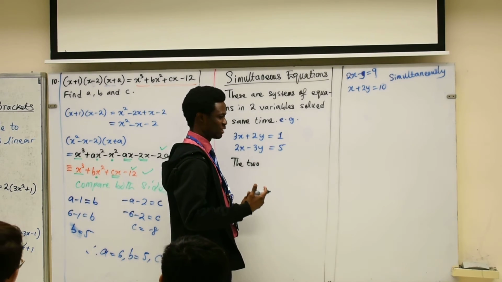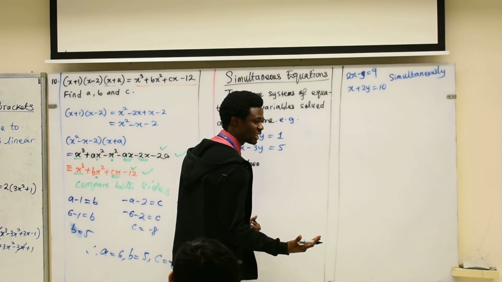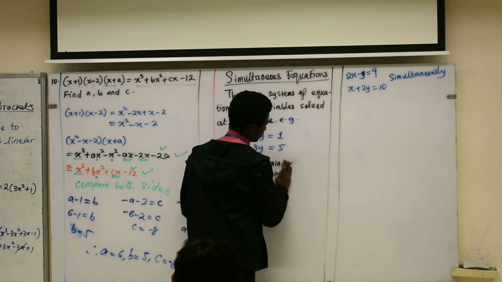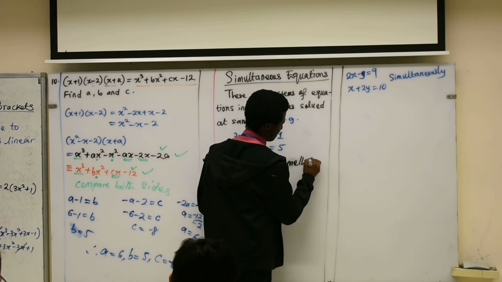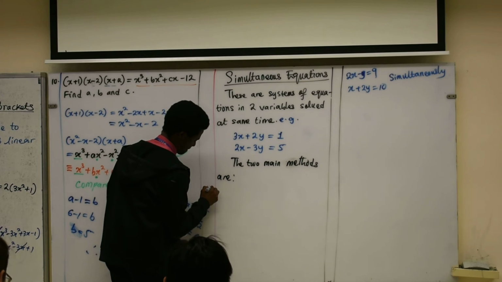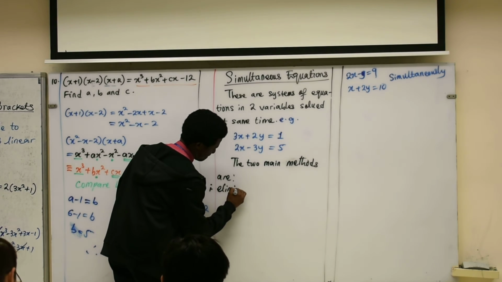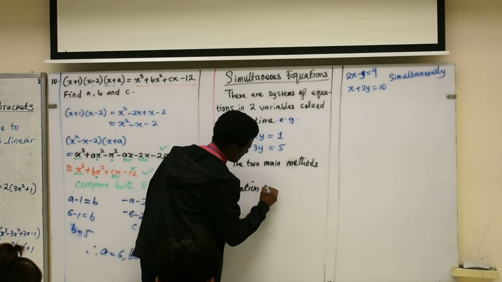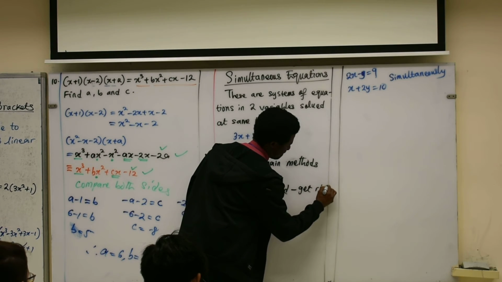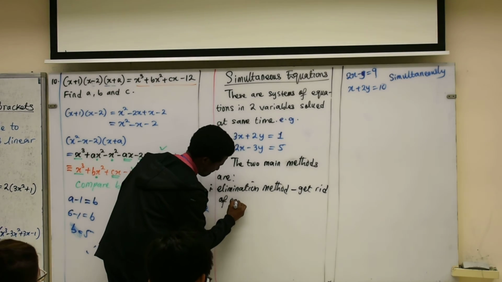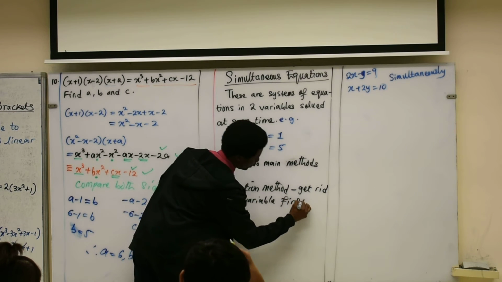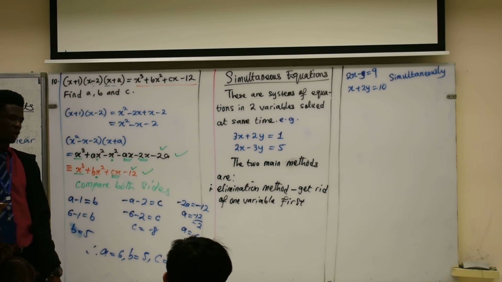The two main techniques, or I call them methods. You make one the same first, right? So we get rid of one variable first, so as to focus on the other one.